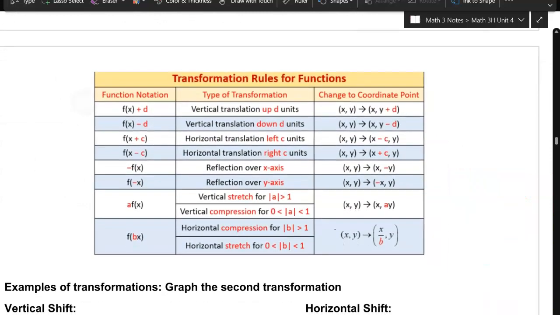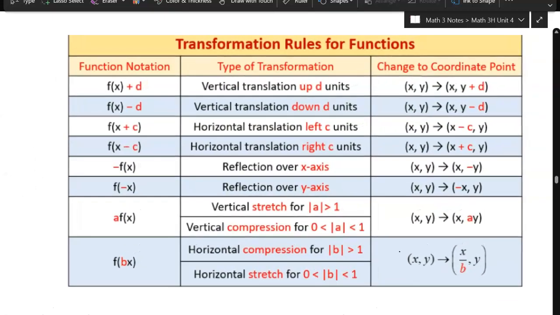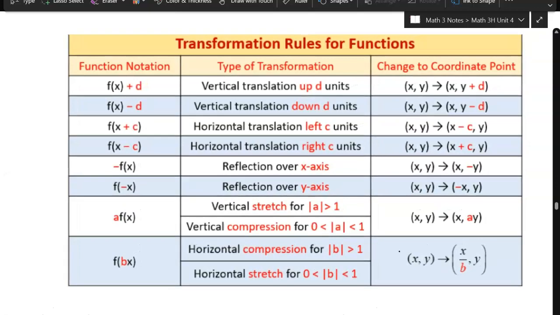Here we have a table of all of the different transformations and what they do to the points of the graph. If you want to pause the video here and look at all those examples, you can.